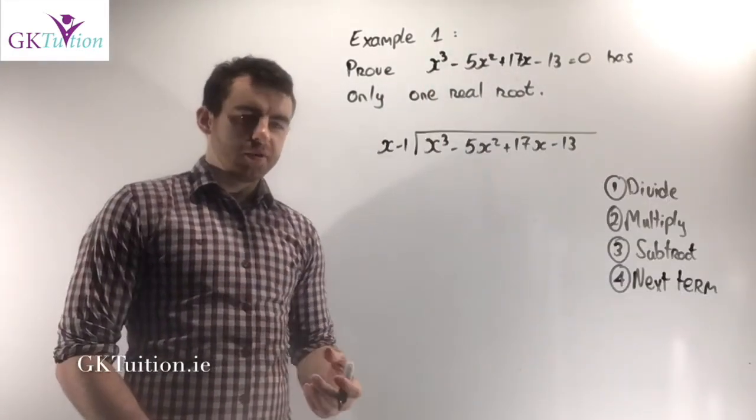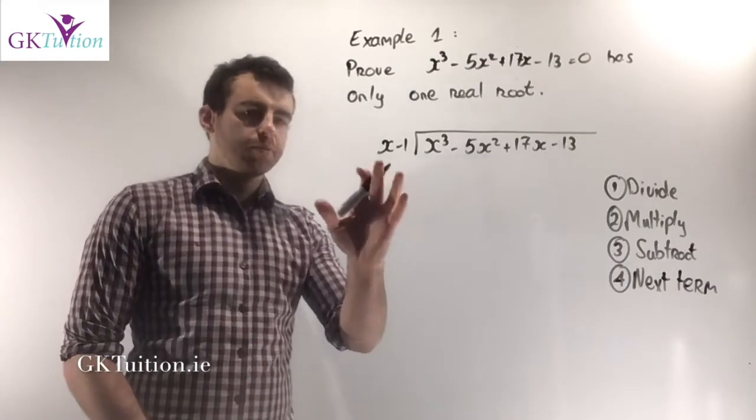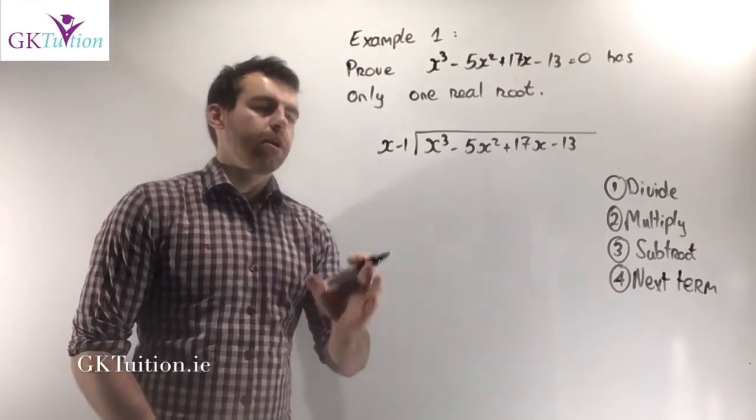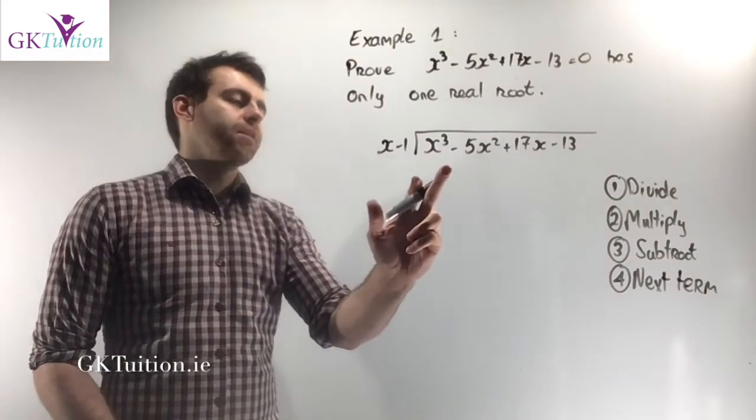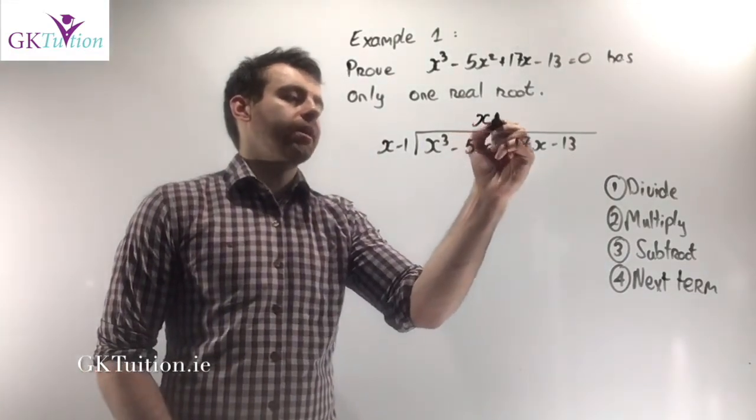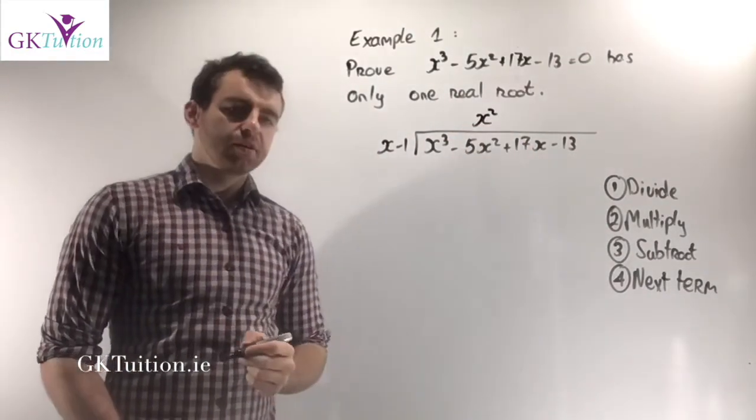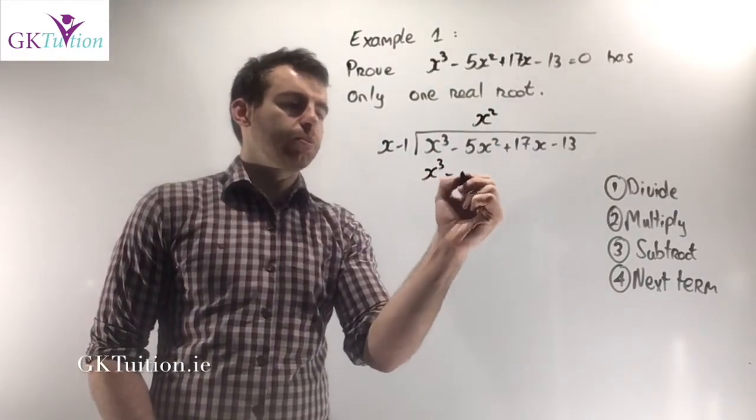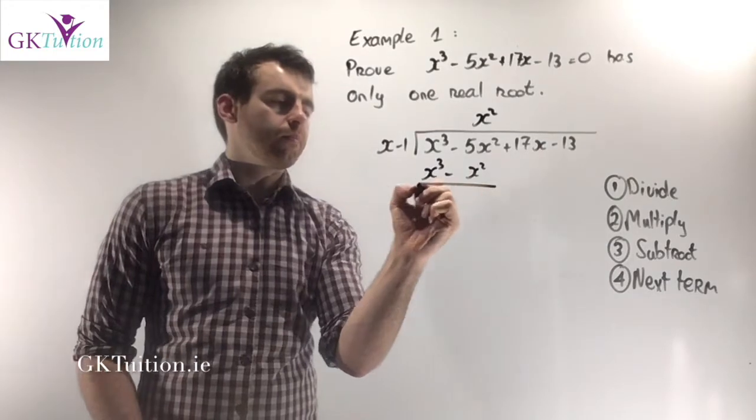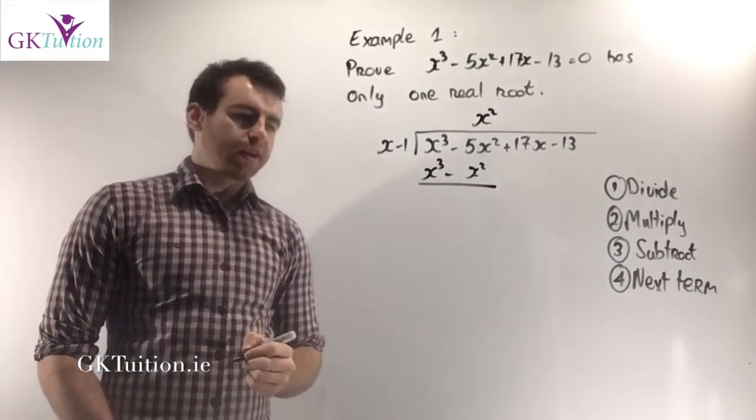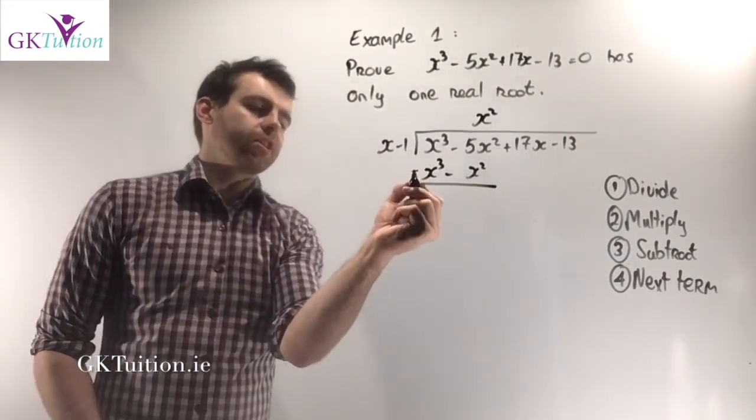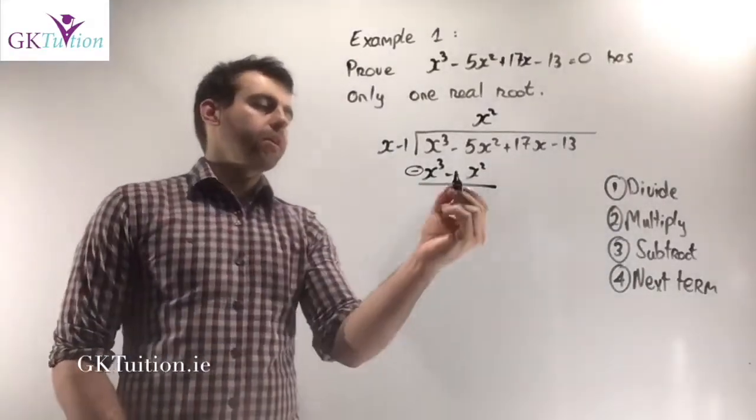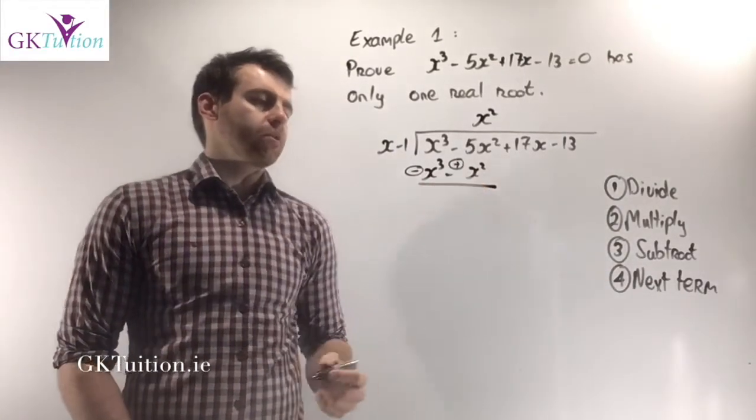So I'm sure after the previous video you're comfortable with your long division, but I want to drag this one out nonetheless. The first thing I would do is divide x into x cubed, and I would get x squared. The second thing I'll do is multiply x squared by each of these, and I'll get x cubed minus x squared. My third step is to subtract, so I draw a line underneath this and change my signs. So I get minus x cubed plus x squared.